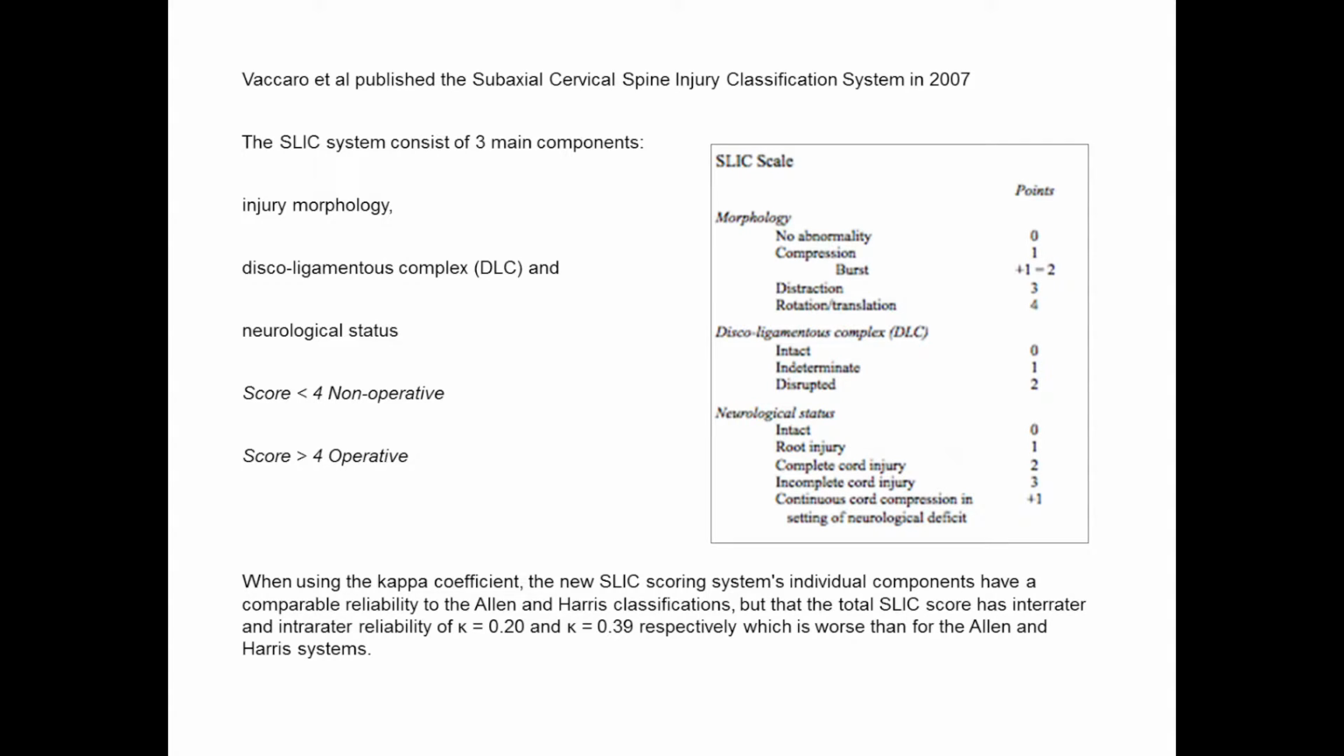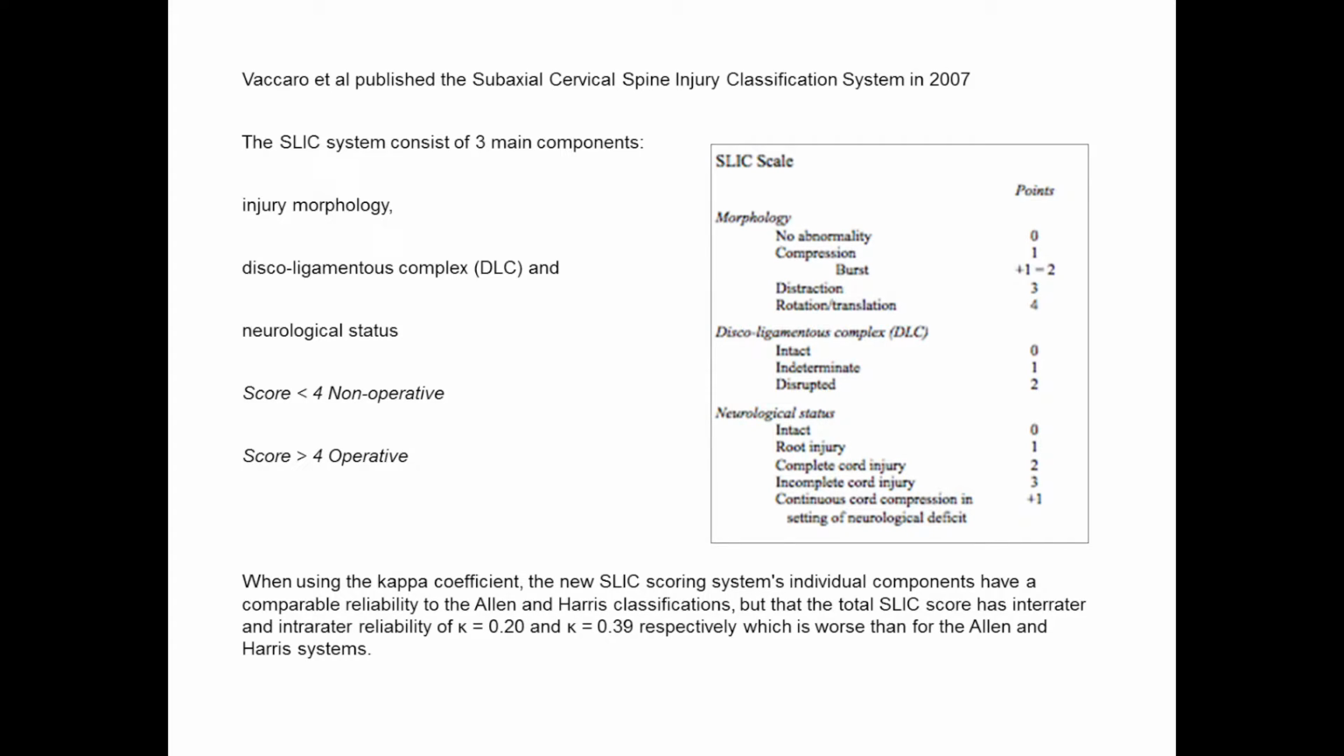So the first one that came out, I think that's worthwhile mentioning, is Vaccaro's SLIC score. This was published in 2007. The scale focuses on 3 different elements, firstly our injury morphology. It's the first classification to include disco-ligamentous complex structures, and it also includes the neurological status. So the morphology gives a couple of points, you grade the disco-ligamentous structure and you get a couple of points, and the neurological status gets a couple of points. Essentially, patients with a score of 3 or less do not require surgery, and a patient with a score of 4 or more is operative.